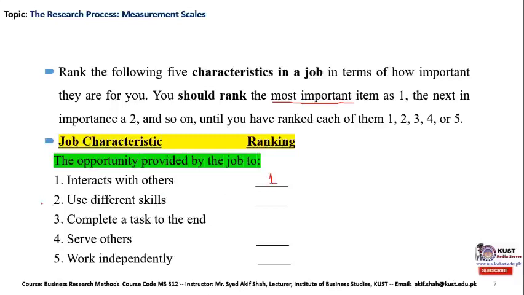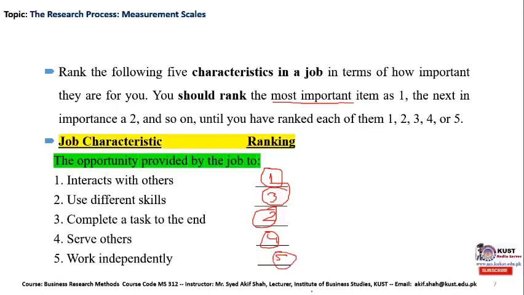Similarly, if use of different skill is not too much important, you can write down 3. Whether completing a task to the end is important or not, you can number it like 2, 1, 4 and 5. Let's suppose this. Now you can see that you have ordered the different subjects. Interaction with the other is the most important factor for your job. Completing a task to the end is the second highest important subject matter. Similarly, use of different skill is the third important factor for your job, serving other is number 4, and then work independently is your last factor, which is less important for your job.